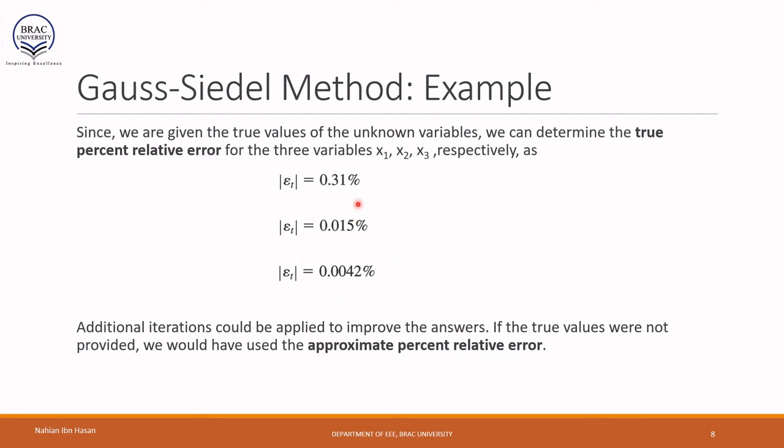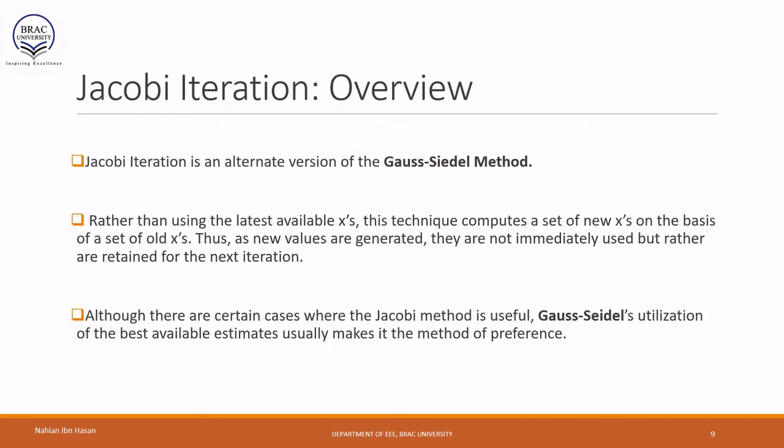For epsilon t1, that means for the x1 term, the error is 0.31%. For the x2 term, the error is 0.015%, and for the x3 term, this is the error. So that's how we are going to use the errors. So once we have determined the errors, we can easily consider the criteria to decide whether to stop the iterations or go back to the calculations. So that was the traditional Gauss-Seidel method.